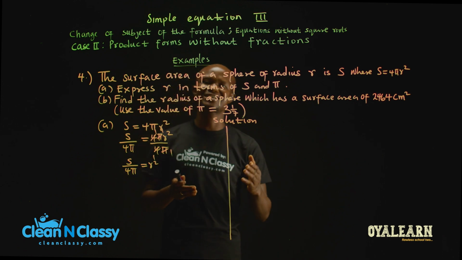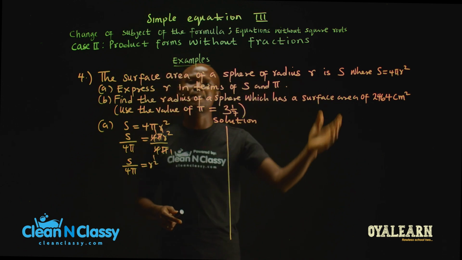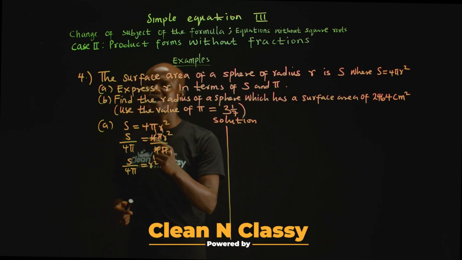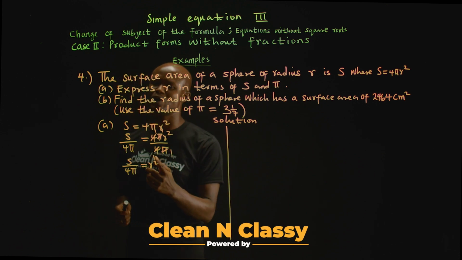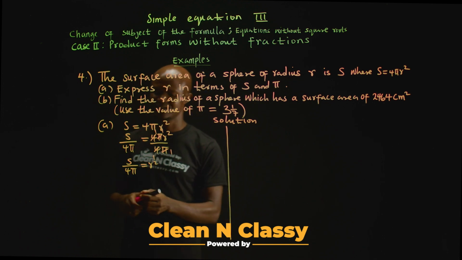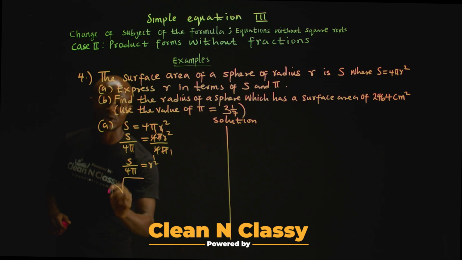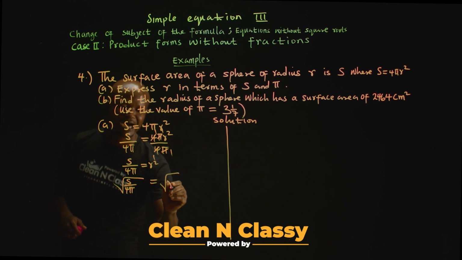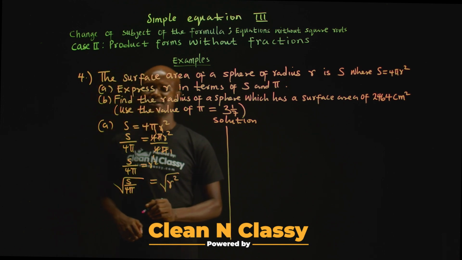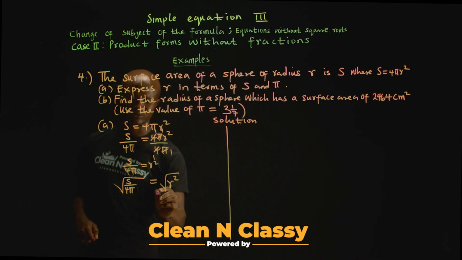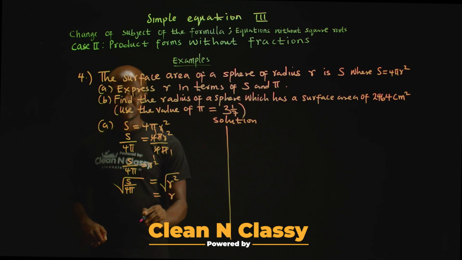We want to express r in terms of S and pi, meaning that we need to remove this square. Once you want to remove a square, what do you do? You take the square root of both sides. By taking the square root of both sides, what are we having? The square root of S divided by 4 pi equals the square root of r squared. Now, the square root of r squared will give us r.